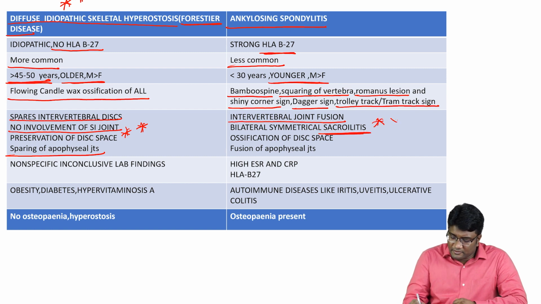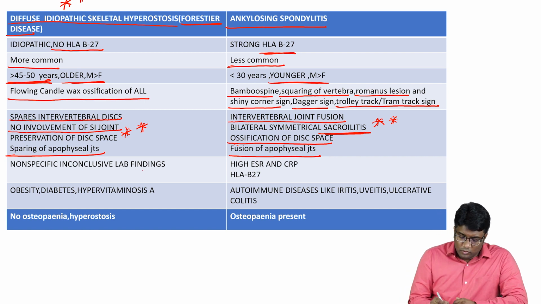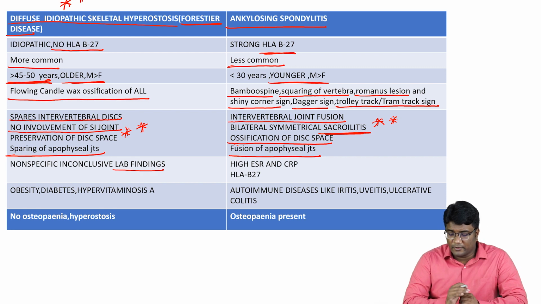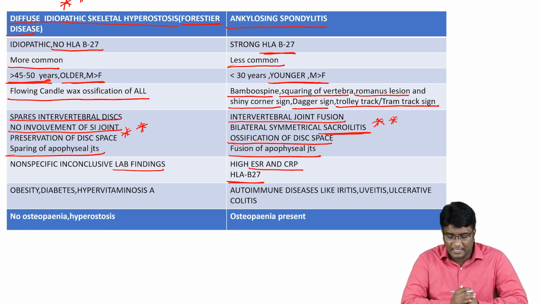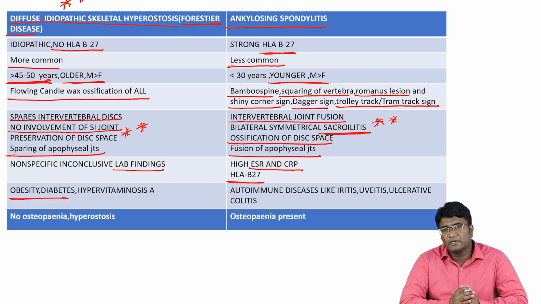Bilateral symmetrical sacroiliitis, ossification of the disc space, right? The fusion of apophyseal joints. These are more in favor of ankylosing spondylitis. There are no specific lab findings in DISH, whereas in case of ankylosing spondylitis, we see HLA-B27 positivity, and there may be elevated ESR and CRP levels. In DISH, the associations you can remember are obesity and diabetes, whereas in ankylosing spondylitis, other autoimmune diseases like uveitis and ulcerative colitis can be seen.